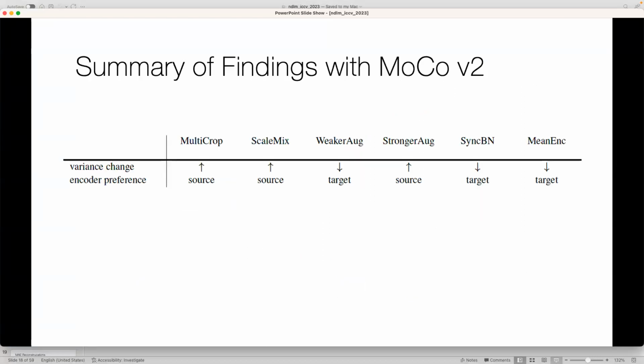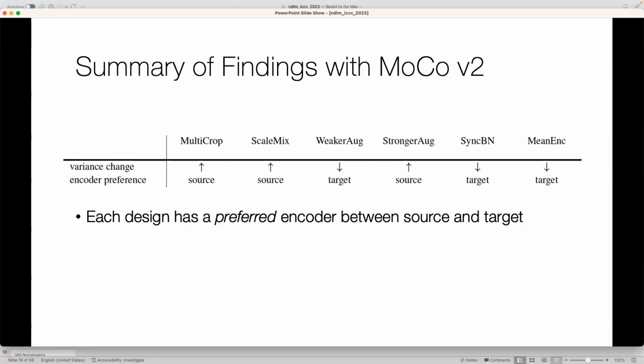So to sum up, we have all kinds of different ways to manipulate the variance. And we find that whenever the mechanism is increasing the variance, it should be plugged on the source side. If it is decreasing the variance, it should be plugged on the target side to be helpful.